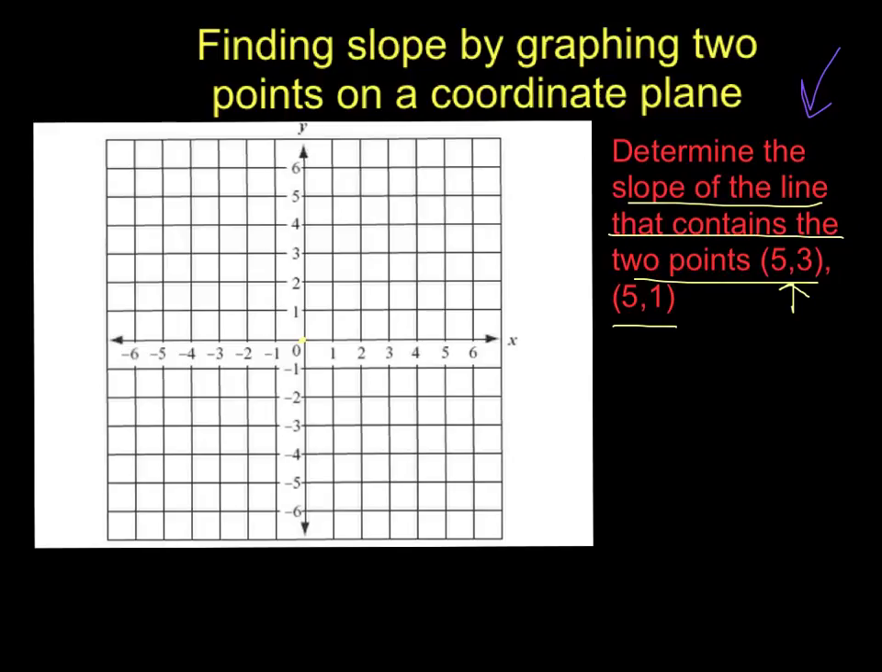Okay, so right here, starting here at the origin. 5, you're going to go over to your right 5. 1, 2, 3, 4, 5. Up 3. 1, 2, 3. Where they meet, you put a point.